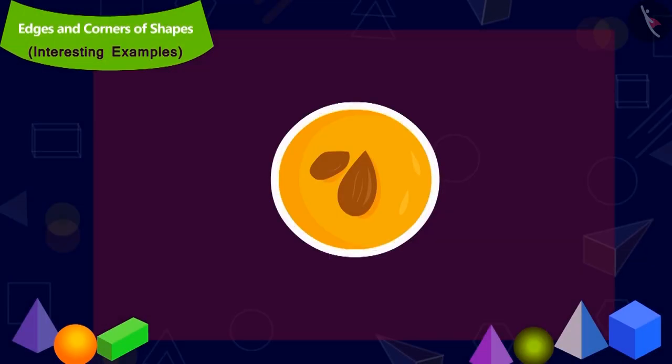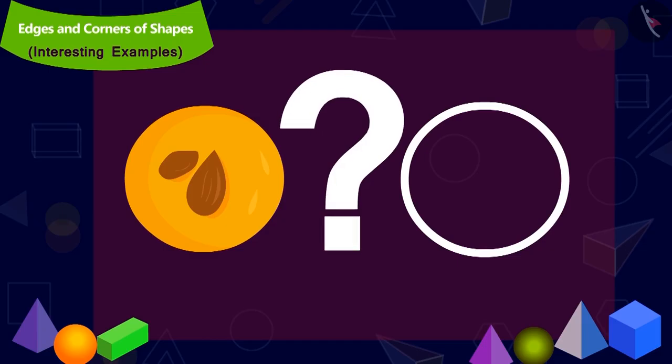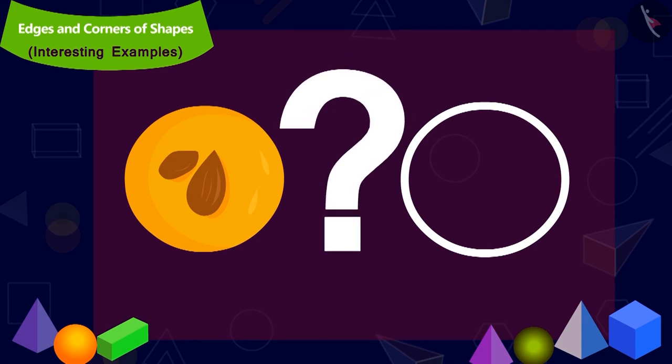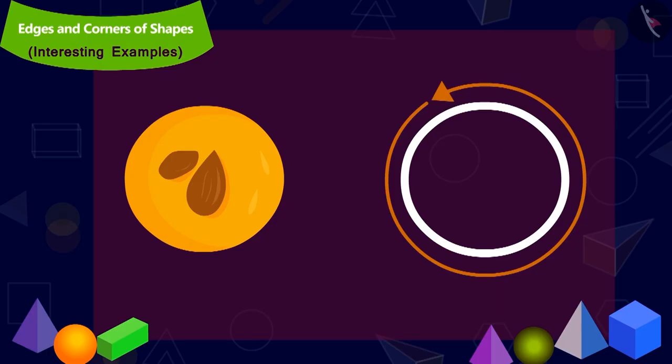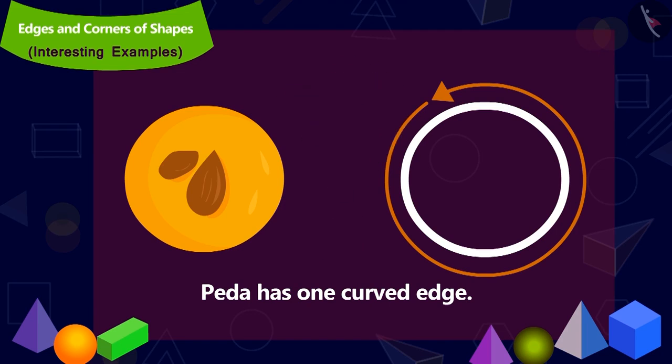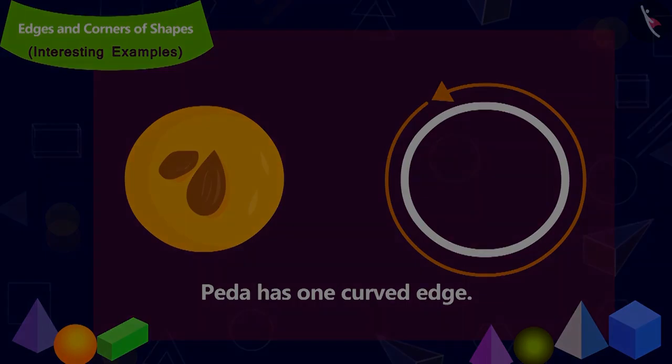This is how a peda looks. Can you recognize its curved edge? Correct. This is the curved edge of a peda. A curved edge. And corner? Yes, a peda does not have a corner.